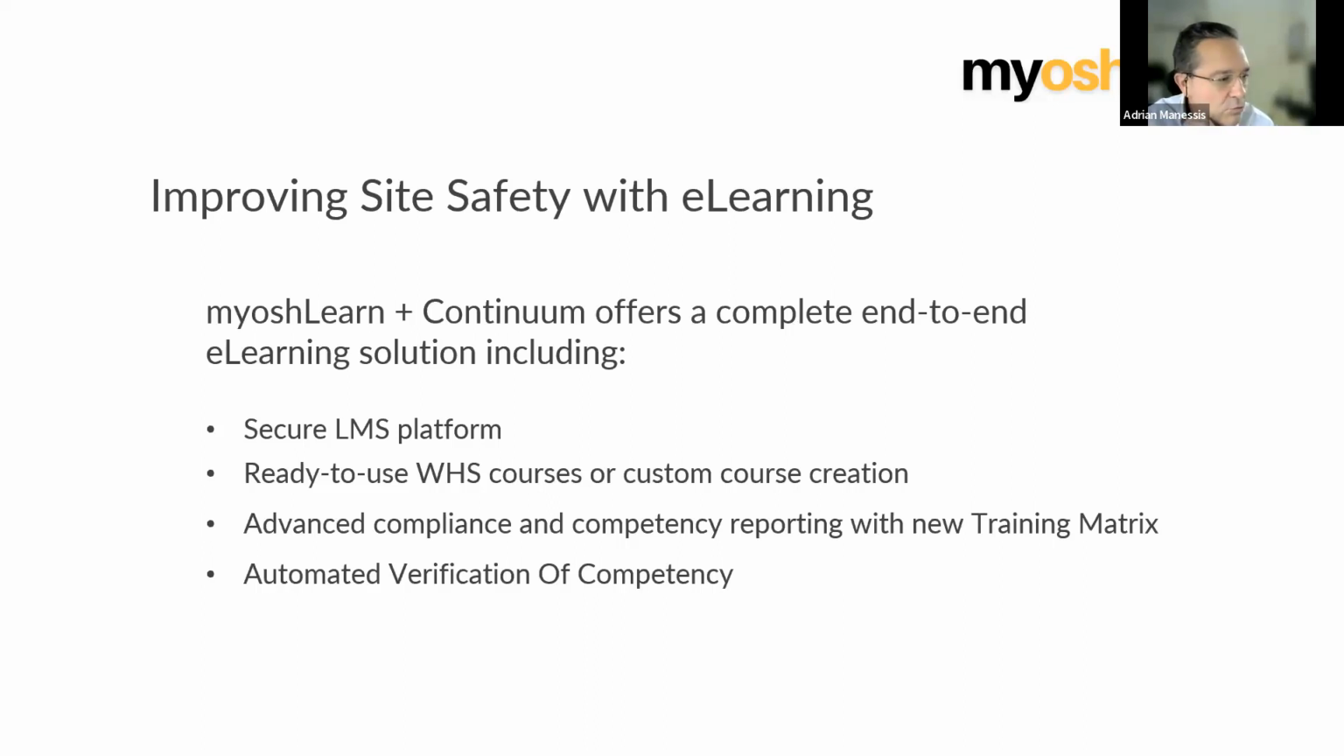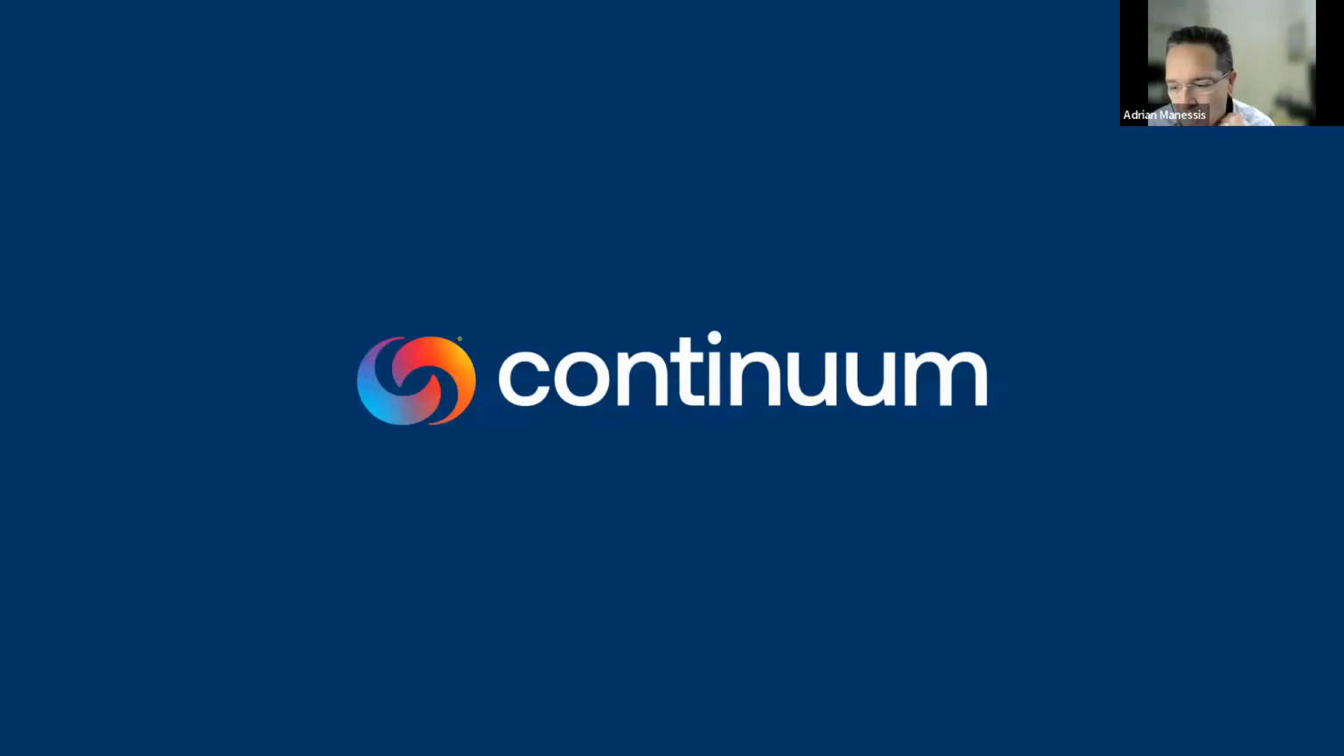I'll create and complete a short course. We'll be looking at the advanced compliance and competency reporting, so the training matrix, and we'll be able to do it in tandem. We'll run a course, see how it impacts the training matrix, and see that it shows there is a verification of competency. I'll pass through to Kim. I'll be back at the end of Kim's session to go through the system itself.